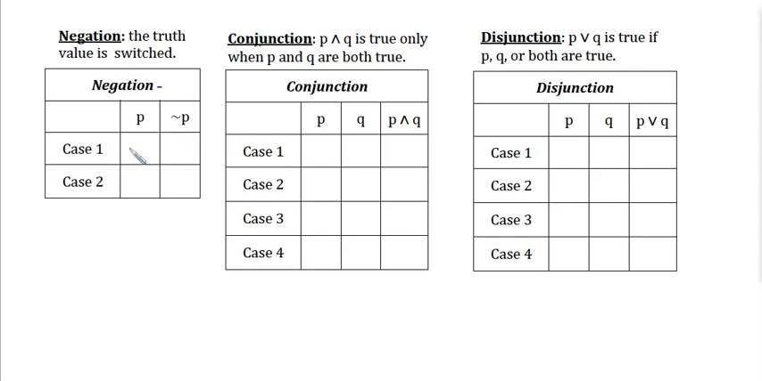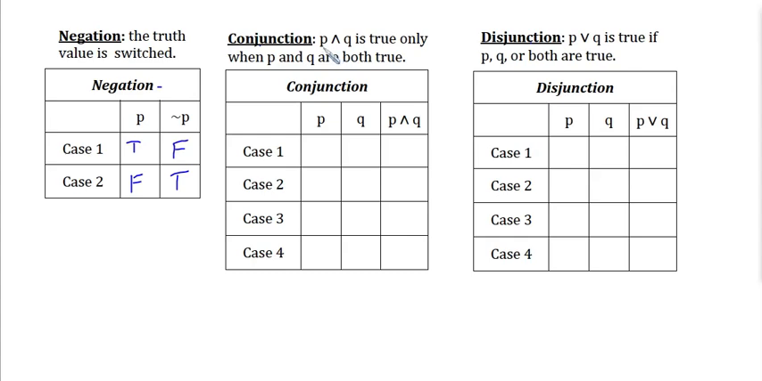So in case one, remember P could be true or it could be false. So there's our P there. Now the negation switches the truth value. So when P is true, negation P has to be false. And when P is false, negation P has to be true. So anytime you see this little squiggly, which means negation, you just switch the truth value of whatever you're looking at.